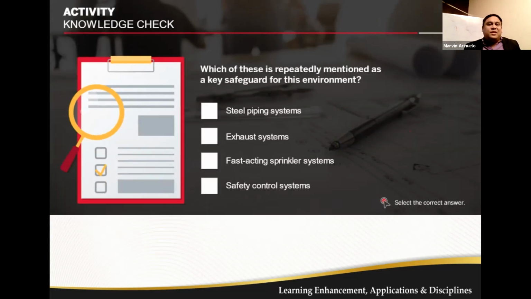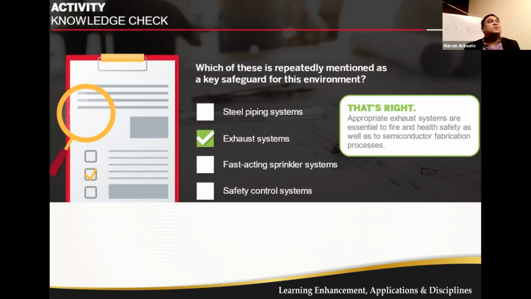And which of these is repeatedly mentioned as a key safeguard for this environment? So the key, in order to minimize or dilute the concentration of this kind of hazardous chemical, toxic fume, and dust, is a proper ventilation or exhaust system. So it will reduce the concentration and avoid toxic and flammable combustion. No?